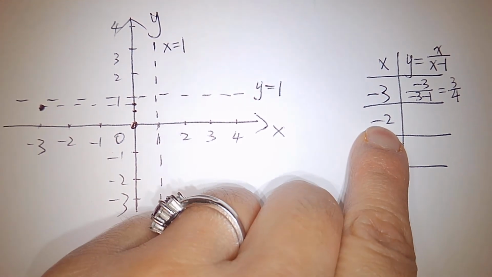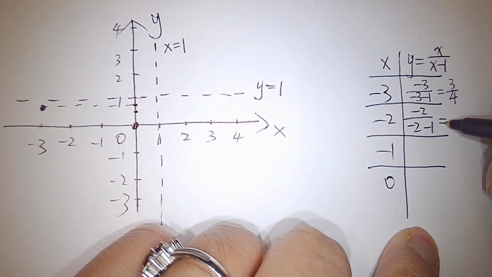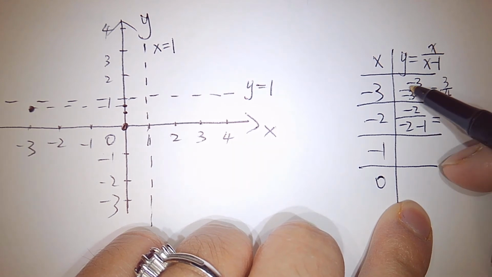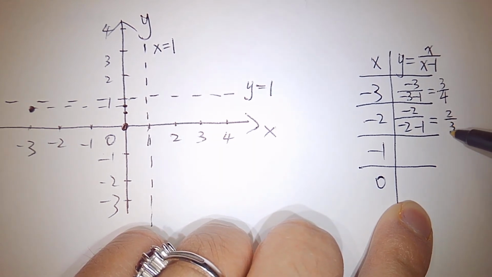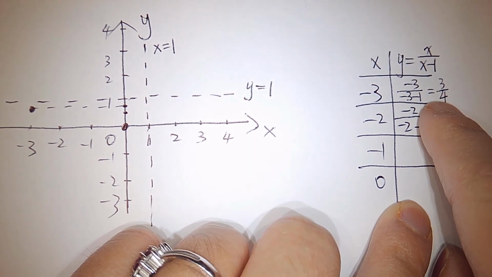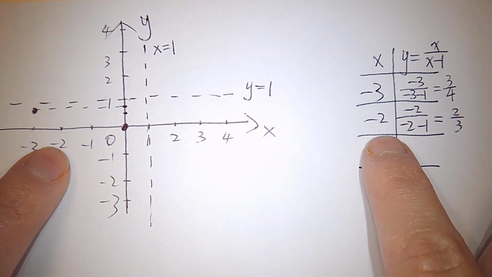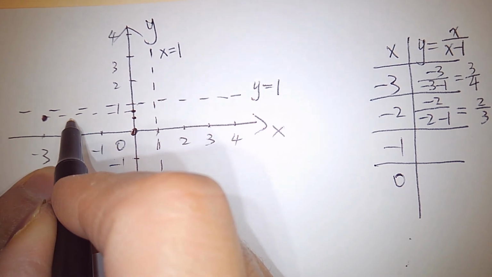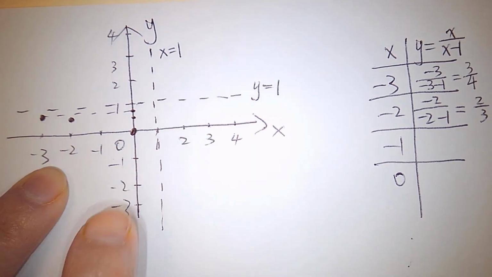Similarly, when x equals -2, we have -2 over -2 minus 1. What is the result for this fraction? What do you have? 2/3. Yeah, 2/3 is slightly less than 3/4. Okay, you can compare by using a calculator. When x equals -2, y equals 2/3. Like this, like here.